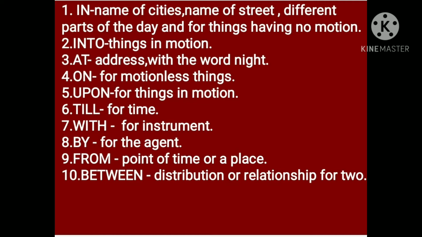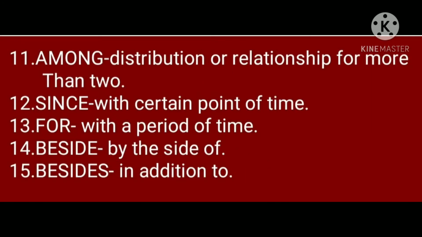Next one is between. Distribution or relationship of two. When the distribution or the relationship between two people is mentioned, then we use between. O comes between N and P in English alphabets. Among shows the distribution or relationship for more than two. For example, they divided the fruit among the children. So if the distribution is among more than two, then we use among, while if it is between two people, then we use between.